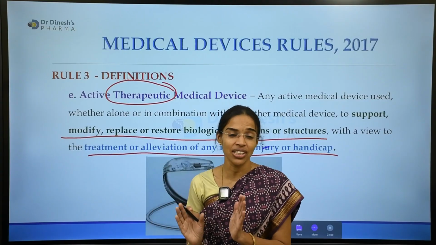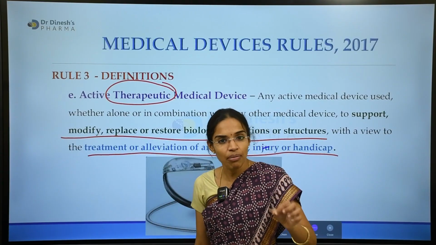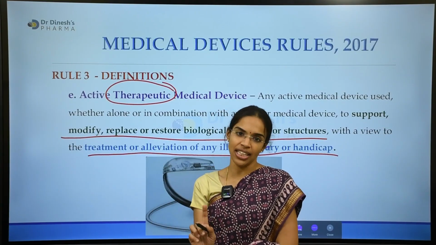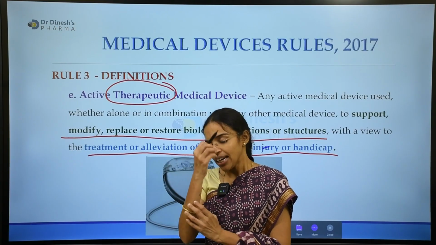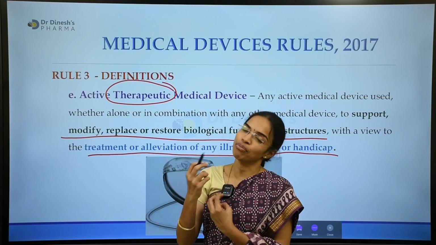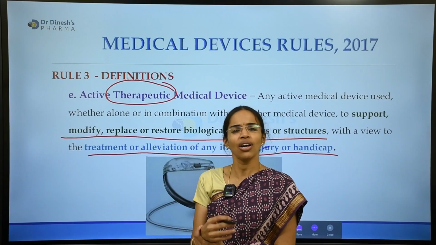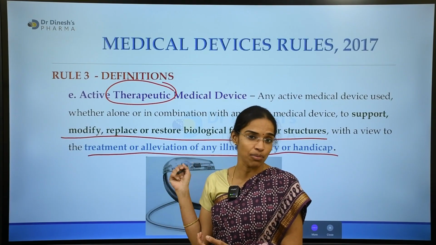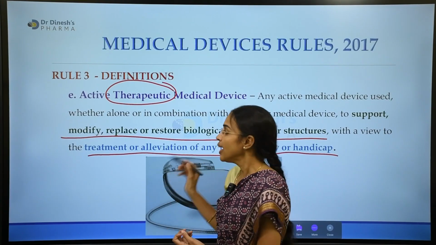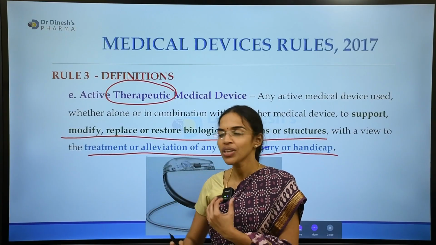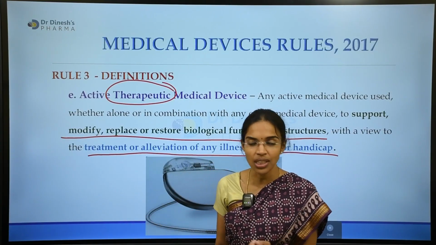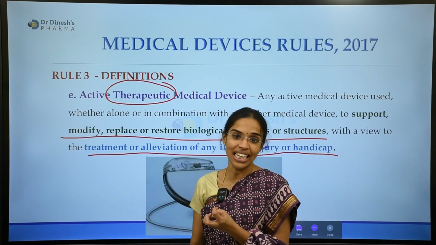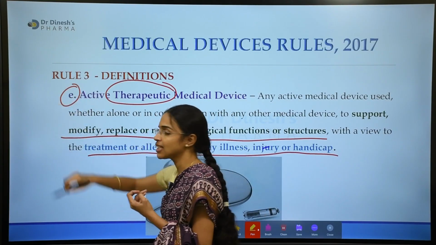See that in the definition of the active therapeutic medical device, no energy is used. There is no involvement of any kind of energy. It may be human energy or electrical energy or any kind of energy. There is no concept of energy here. Okay, it is only the concept of therapy. So what all it is doing, it is used to modify, replace or support. So what all may be covered under 3E?